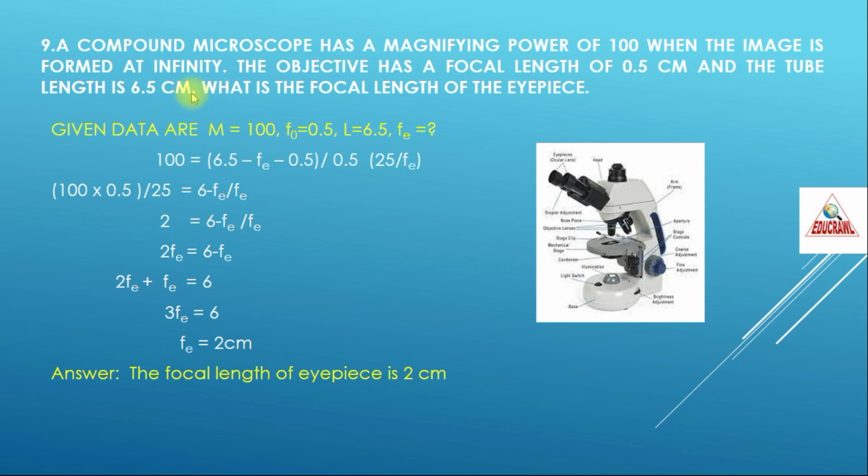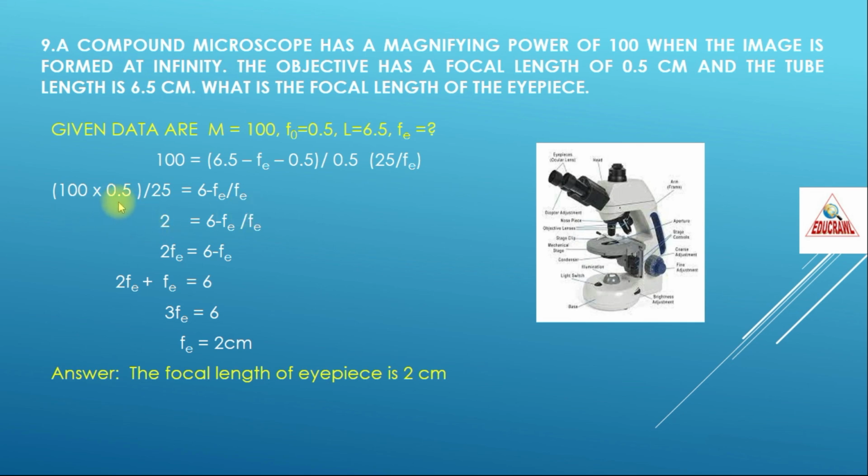Now, in the above equation, we use our given data. The given data are magnification is 100, F0, the focal length of the objective, is 0.5, L value is 6.5, and Fe alone we are supposed to find. So other than Fe, all other values you substitute from the given data. We get 100 is equal to 6.5 minus Fe minus 0.5, the whole divided by 0.5, into 25 divided by Fe. So, rearranging this equation, we get 100 into 0.5 the whole divided by 25 is equal to 6 minus Fe divided by Fe.